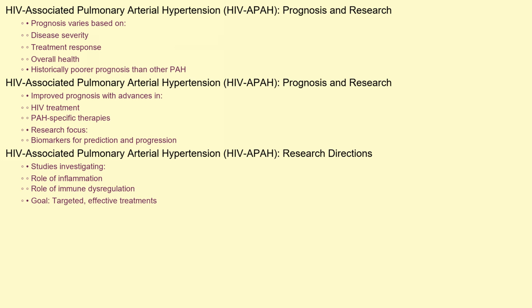The prognosis of HIV-PAH can vary depending on the severity of the disease, the response to treatment, and the overall health of the individual. Historically, HIV-PAH was associated with a poorer prognosis compared to other forms of pulmonary arterial hypertension. However, with advances in HIV treatment and pulmonary hypertension-specific therapies, the outlook has improved. Recent research is focusing on identifying biomarkers that can predict the development and progression of HIV-PAH, as well as exploring novel therapeutic targets. Studies are also investigating the role of inflammation and immune dysregulation in the pathogenesis of HIV-PAH, with the goal of developing more targeted and effective treatments.